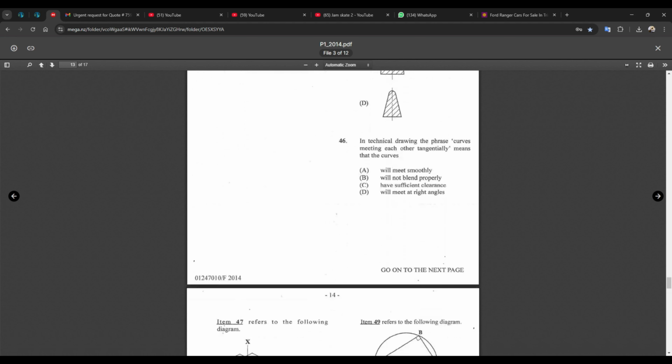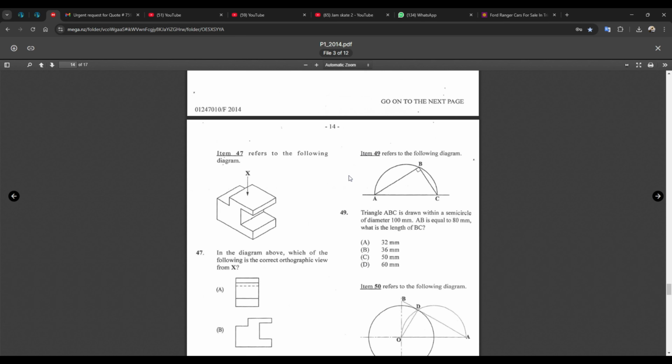Number 46. In technical drawing, the phrase curves meeting each other tangentially means that the curves will meet smoothly, will not blend properly, have sufficient clearance, will meet at right angles. 46A.